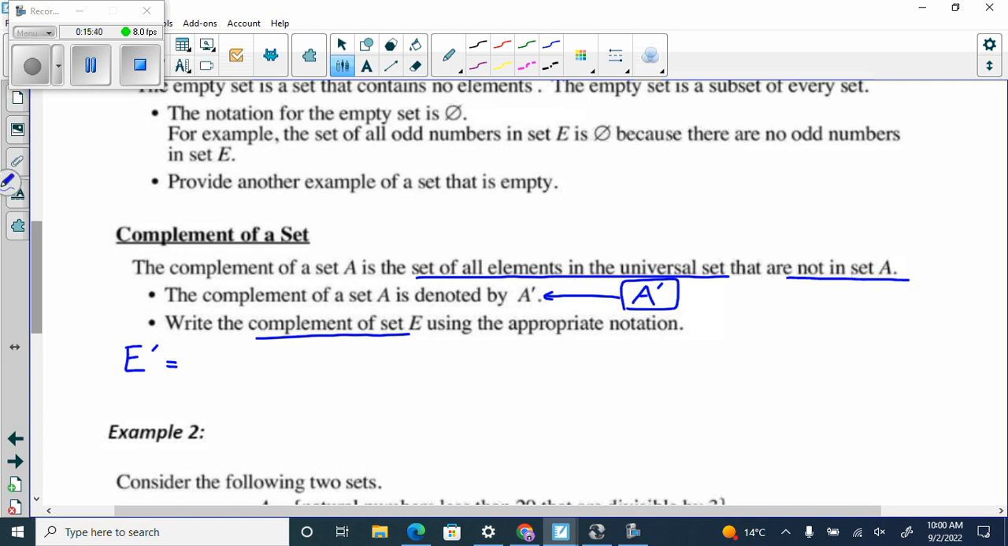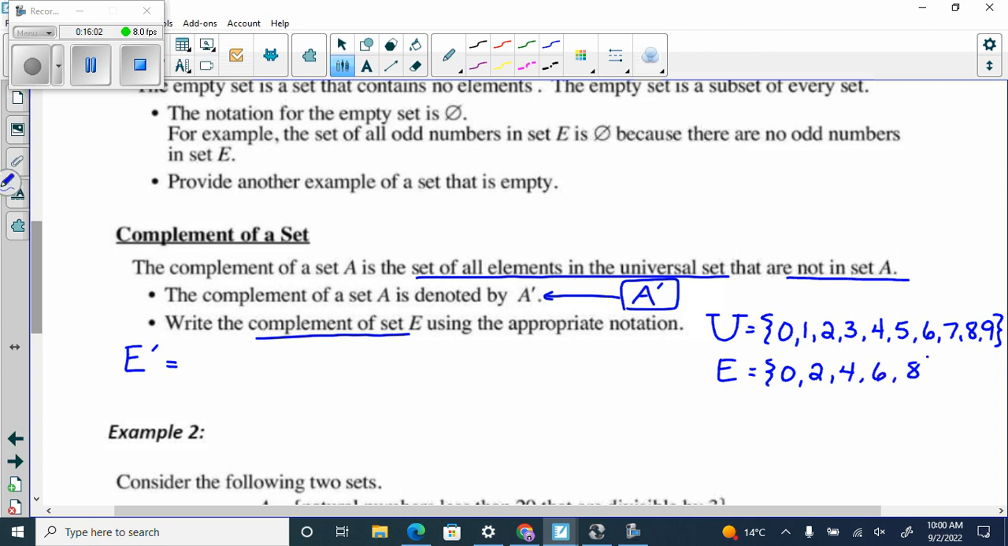So let's state that over here to help ourselves. The universal set is 0, 1, 2, 3, 4, 5, 6, 7, 8, 9. And E was 0, 2, 4, 6, and 8. We agree? We said E was a subset of the universal set because everything in E was in the universal set. We agreed with that, correct? Well, what we want is what's in the universal set but not in E. That's what this means. E complement means the complete opposite of E.